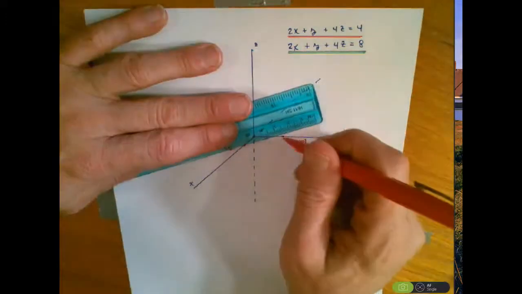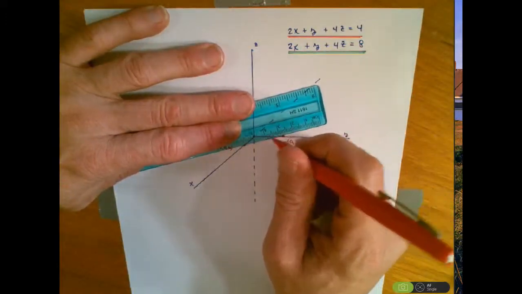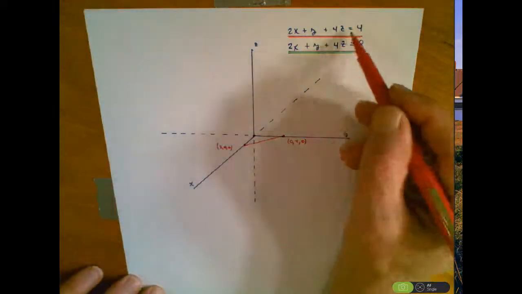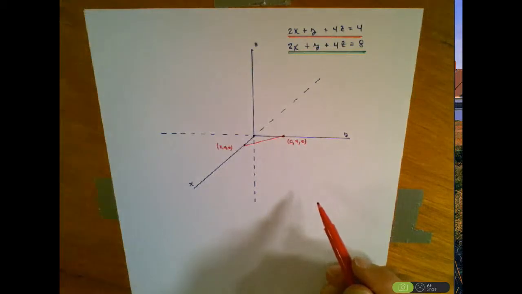So I can now connect the dots that I've used, the points on the axis, and that is going to be the intersection of this plane with the xy plane. Now all we have to do is find the intersections in the other two planes that are easy to find, and we'll get an idea what this plane looks like.